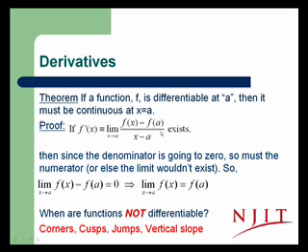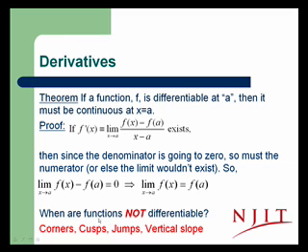If this quotient has a limit as x goes to a, and noticing that the denominator goes to 0 as x goes to a, therefore the numerator must also go to 0 as x goes to a, because otherwise that limit would not exist. So if the numerator must go to 0, we could bring the f(a) to the right-hand side, and we find that the limit as x goes to a of f(x) is equal to f(a), which is simply the definition of continuity.